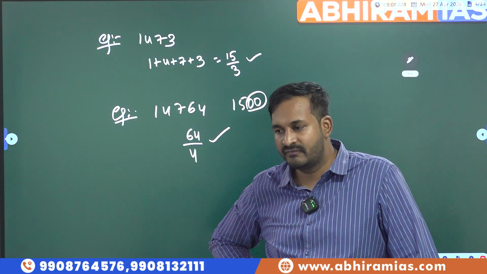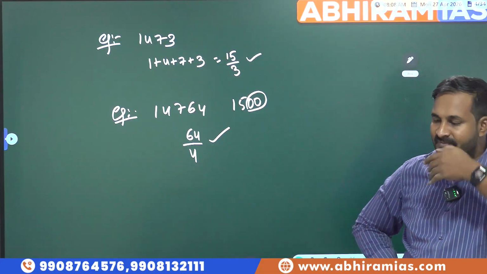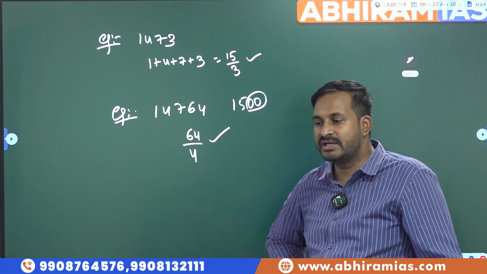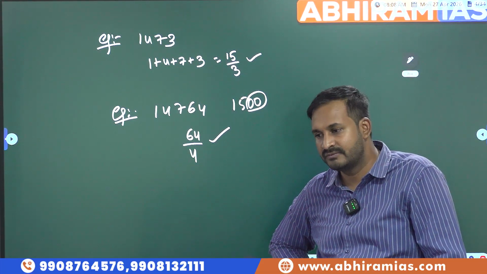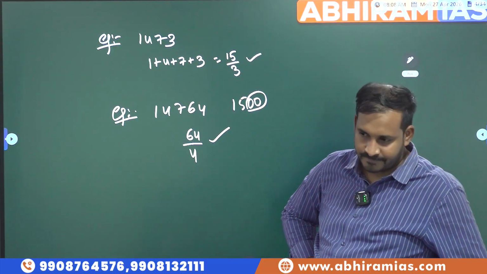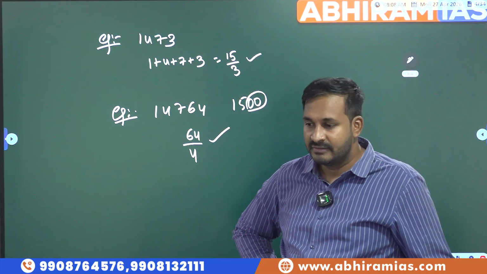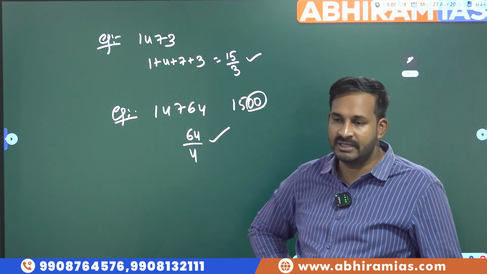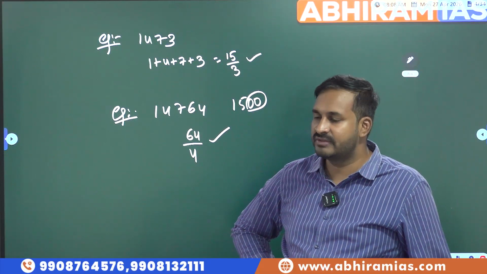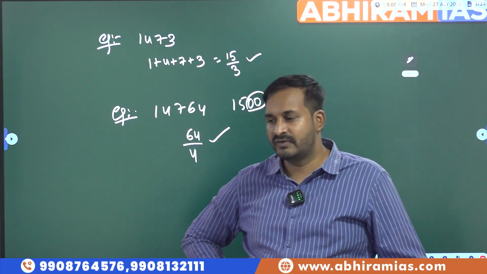Next, rule for 5. If the units digit is 0 or 5, then it is divisible by 5. Just check the units digit. If the units digit is 0 or 5, then that number is divisible by 5. That's it.